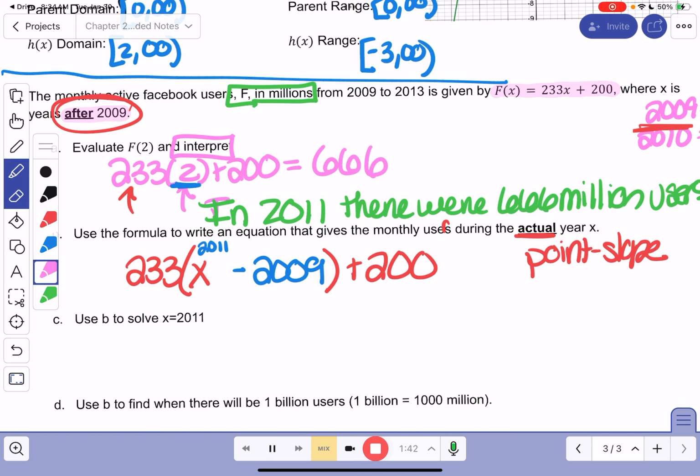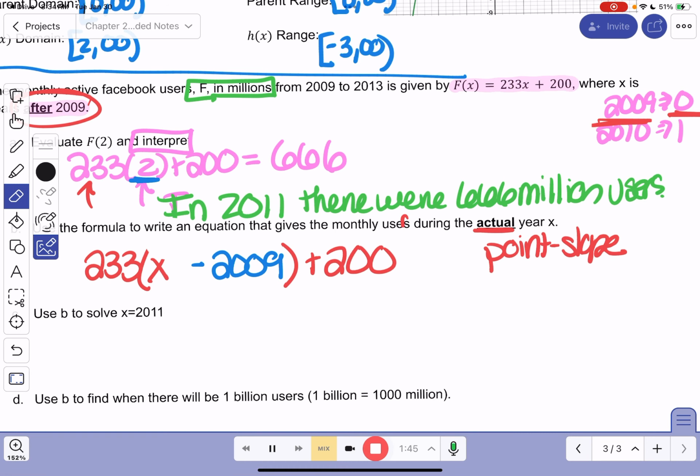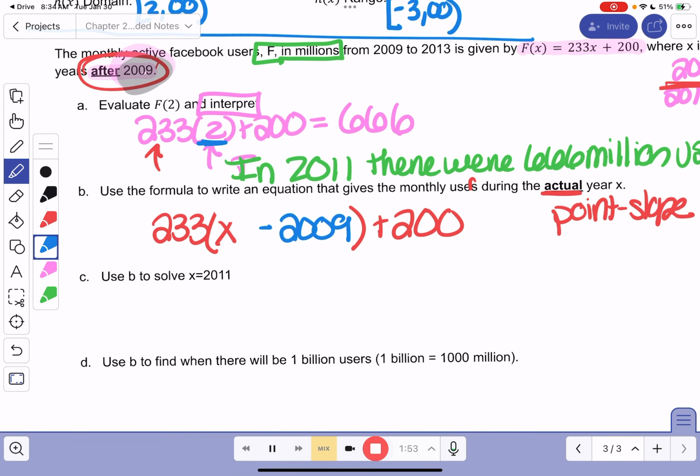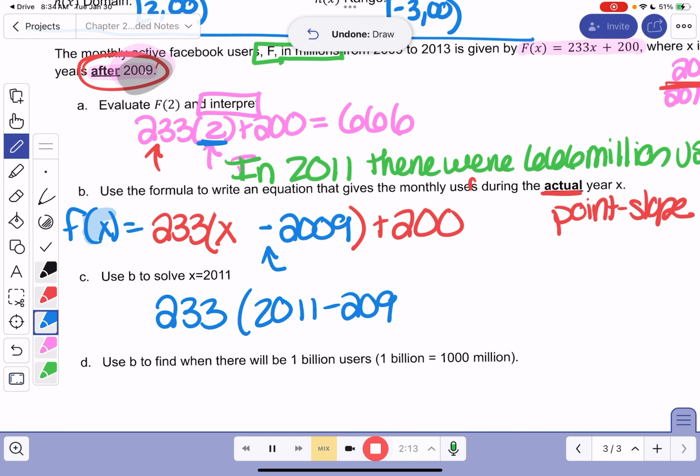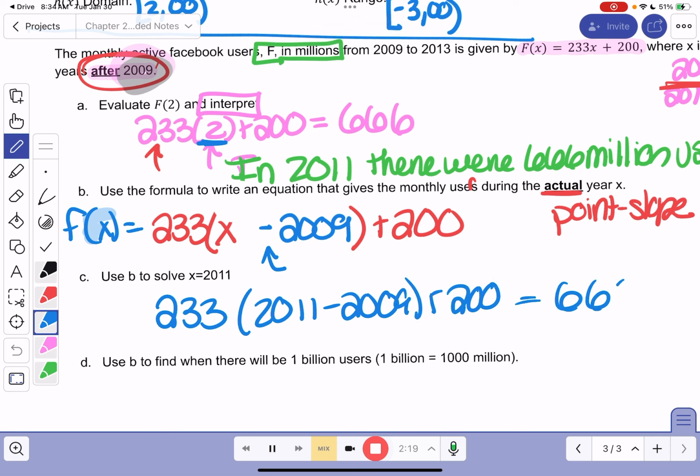So essentially, if you're changing these equations so that they're the actual year that you plug in, you're just going to subtract the starting year from up here. That's all you do. Now we have an equation. So it's still f of x. That part hasn't changed. We're still solving for the same letters. All we did was, now that we've done the minus 2009, we can plug in the year. So if I do that, 2011 minus 2009 plus 200 gives us the same number if you type that in the calculator. So that shows us that that equation works.